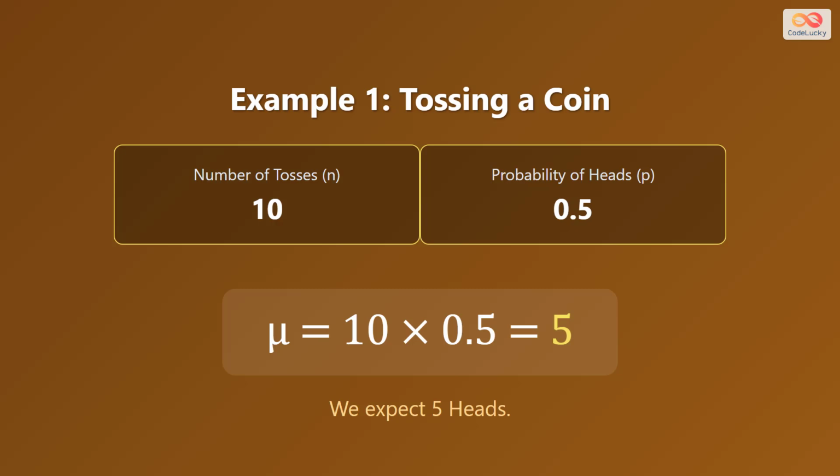Let's apply this to a real example. Suppose we toss a fair coin 10 times. We want to know the expected number of heads. Here, n is 10, and the probability p is 0.5. We multiply 10 by 0.5, which gives us 5. This means if we repeat this experiment many times, the average number of heads we get will be 5.